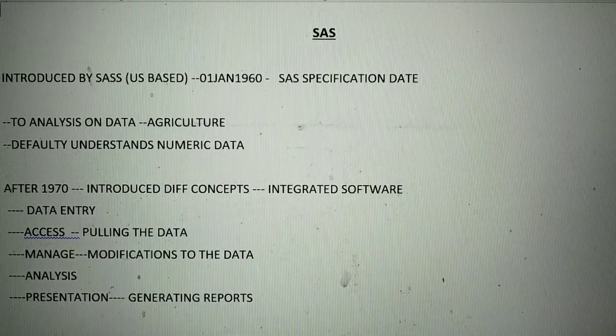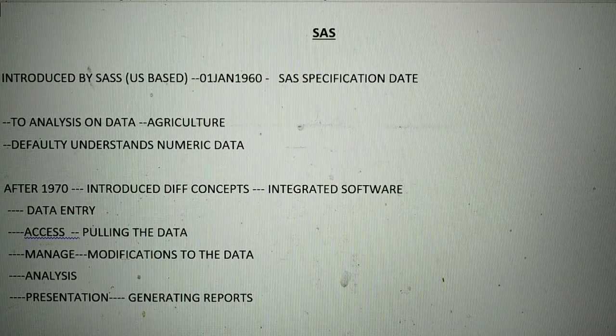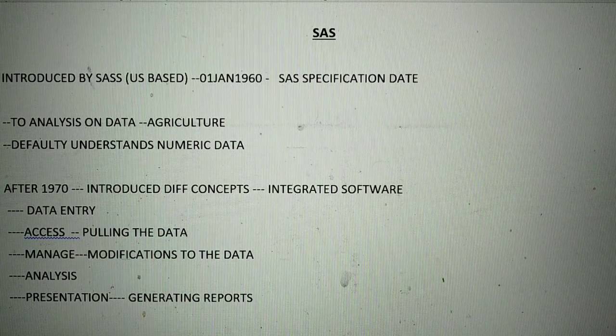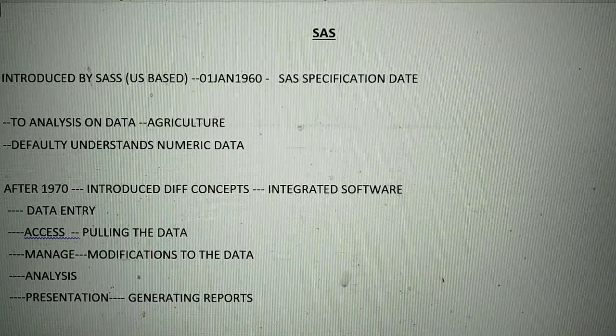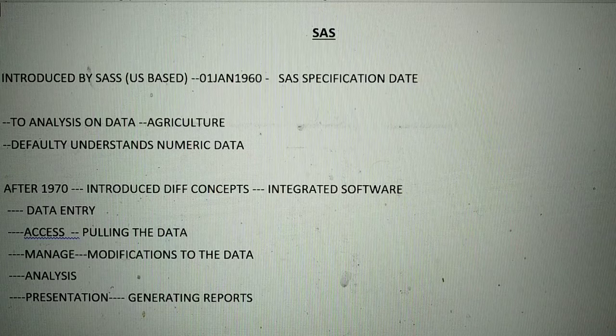So this is a brief introduction about the clinical domain. Now we'll talk about SAS. As I said earlier, it was mainly meant for analysis purposes, to analyze the data that is generated by agriculture. It was first introduced by a US based company, the SAS company, on Jan 1st, 1960, and it is also called the SAS specification date.